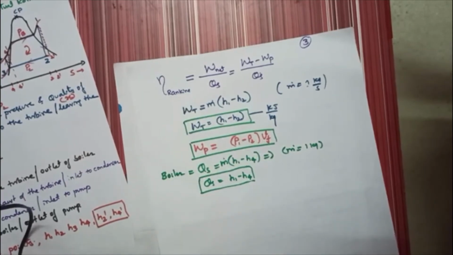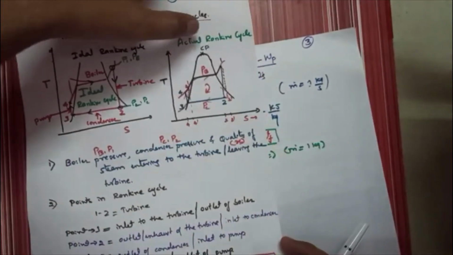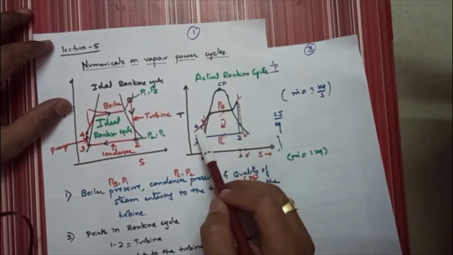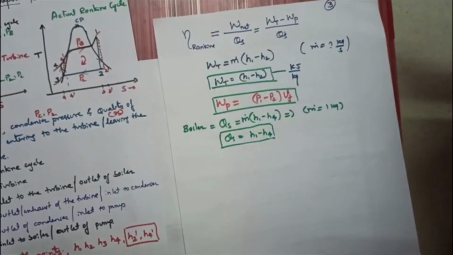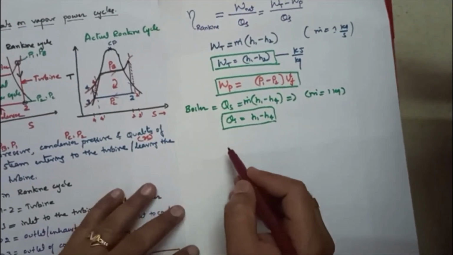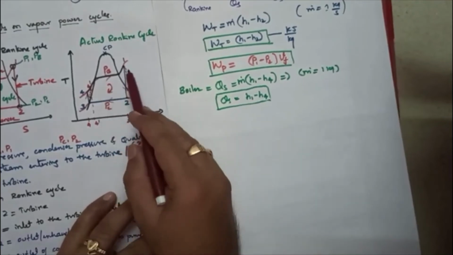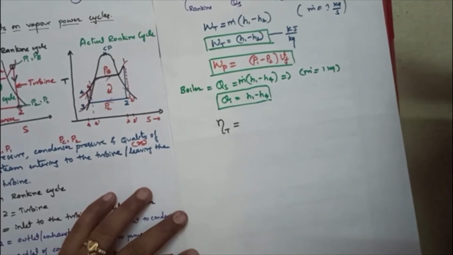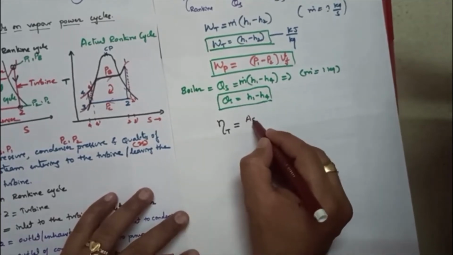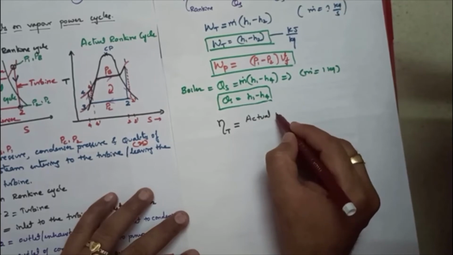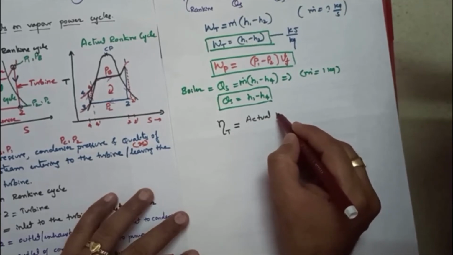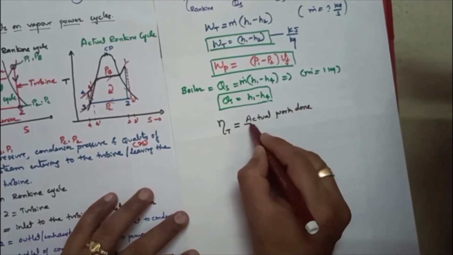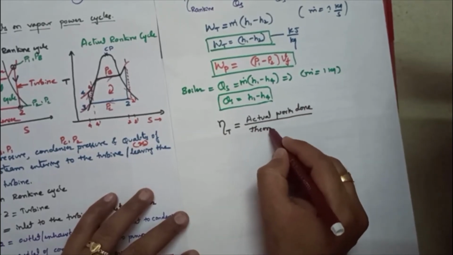And dear students, now when you come back to the actual Rankine cycle, actual is nothing but we have considered losses in the turbine and losses in the pump. So efficiency of the turbine will come into the picture, because some losses are considered. Efficiency of the turbine is equal to actual process, actual work done divided by theoretical work done.